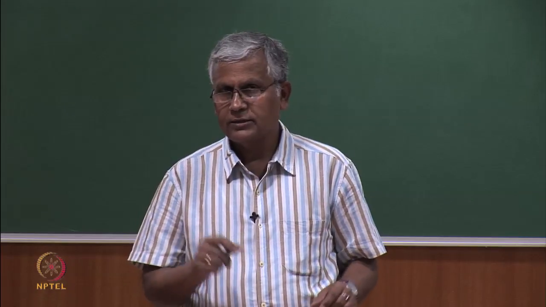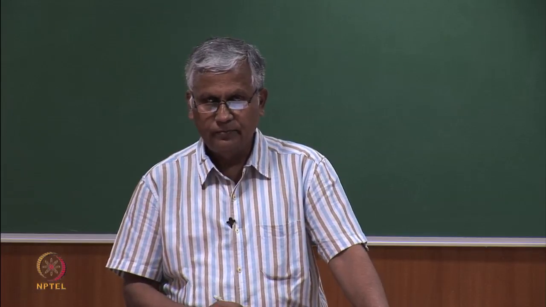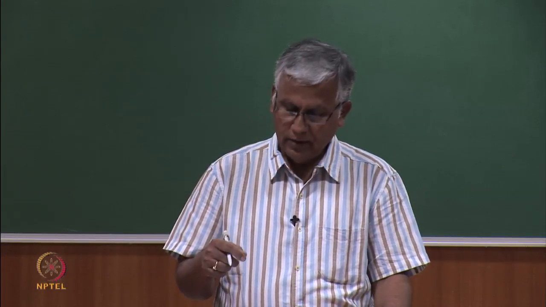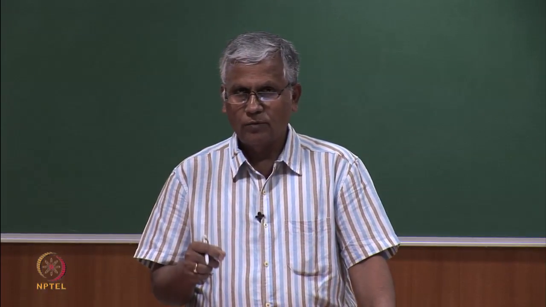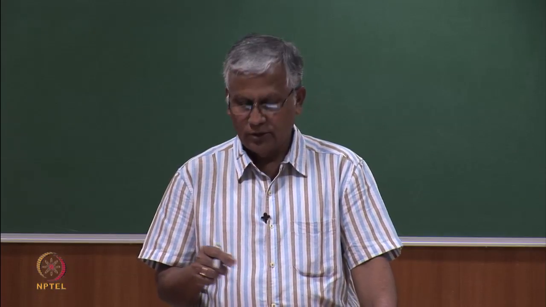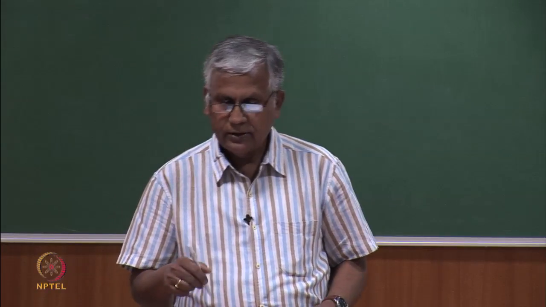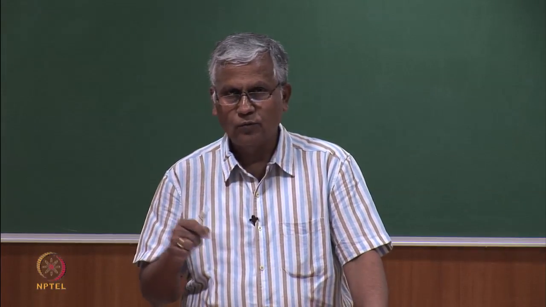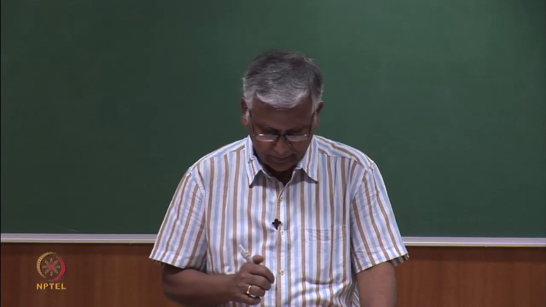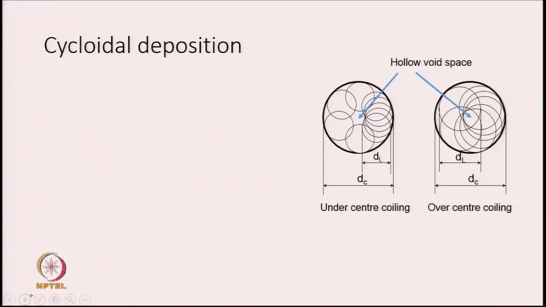Because each coil has a certain width when it falls, and we have to see that when we make one coil, then as we go to the next coil, it should not fall on the top of the very first coil, it should move a bit. So, what we do is that as we keep generating the coils, the center part of the coil keeps on moving also along another circle, and that is how two types of rotary motions are required to produce such kind of cycloidal deposition of sliver.